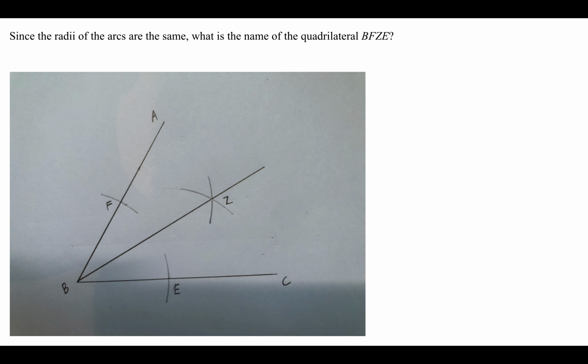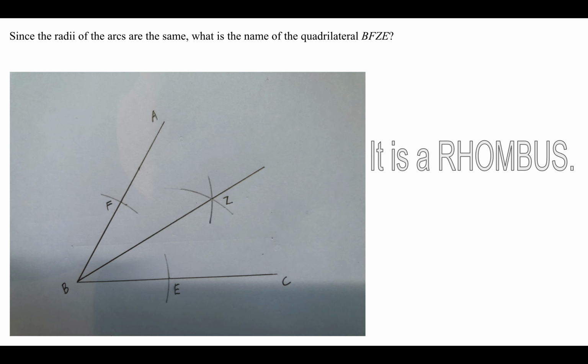So here's another look at the final product. As we can see, the original angle ABC is bisected. It was 60 degrees. Now I have a pair of 30 degree angles, ABZ and ZBC. Now, since the radii of the arcs are the same, what do you think is the name of the quadrilateral BFZE? Take a look at the diagram again. BFZE. You may pause the video to think about it if you need to.